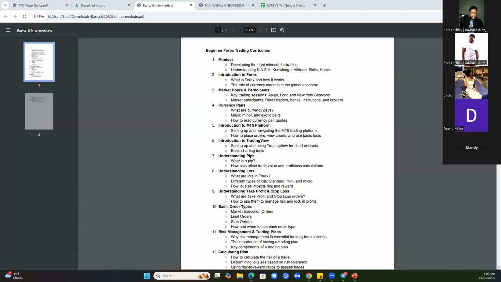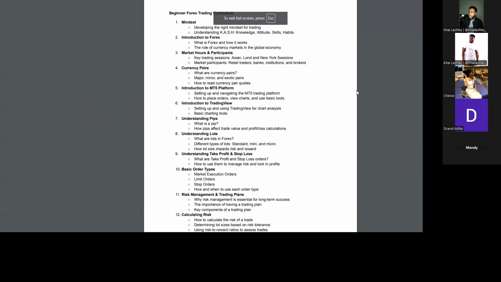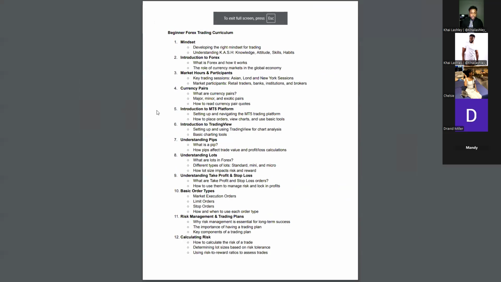Now, here's the thing. I'm going to make a lot of this make sense as you go through this process. Let me know, can you guys see my screen once again? Is this clear?